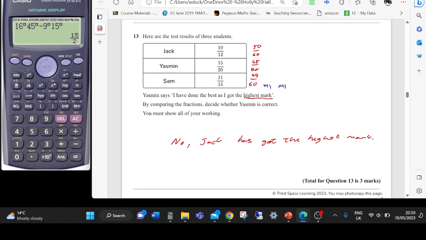Oh, sorry, I've misread it. I have done the best as I got the highest mark. You can't really say that Yasmin did the best, because even though she got the highest mark, she has not got the highest score, percentage, proportion, the highest proportion.